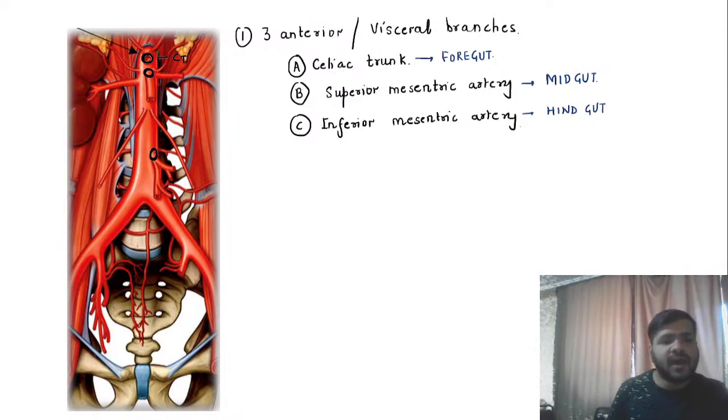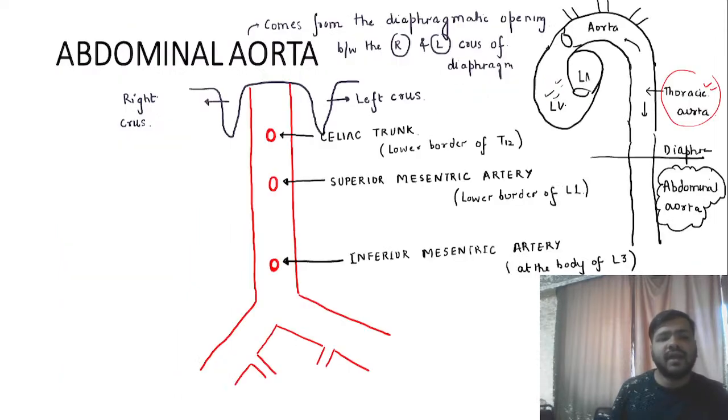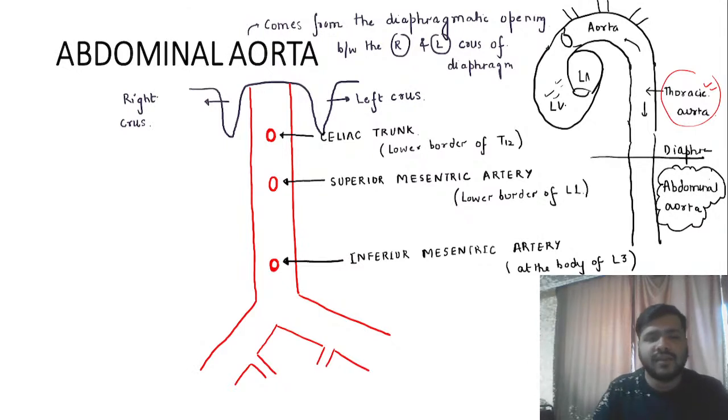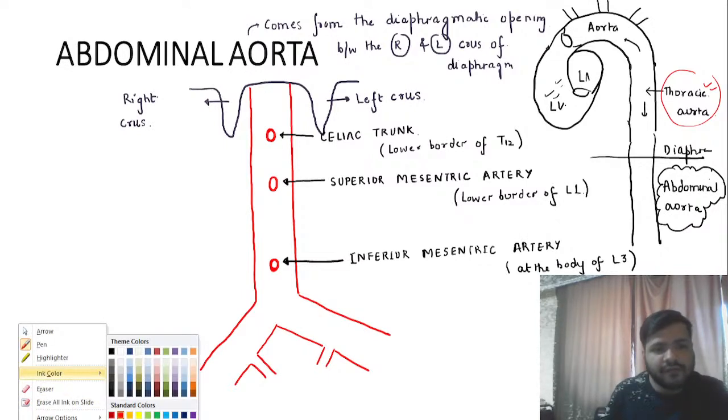Okay. Now before that, let's continue the line diagram of the abdominal aorta. So we have three anterior branches. Now coming to the five lateral branches, or I would simply say the abdominal wall branches. Okay. The abdominal wall branches.